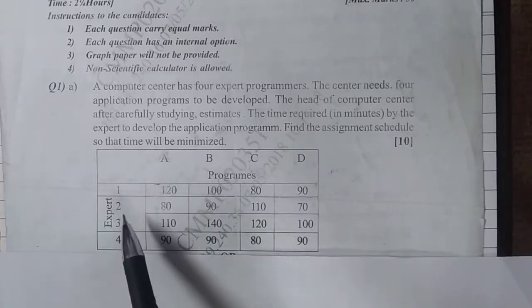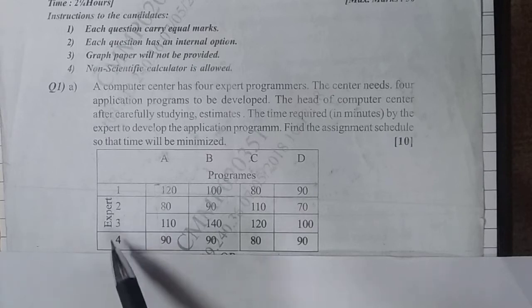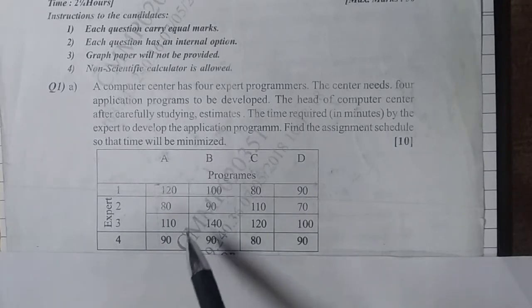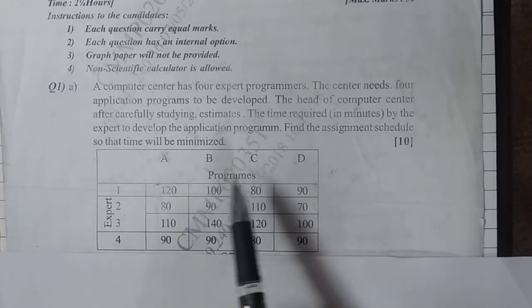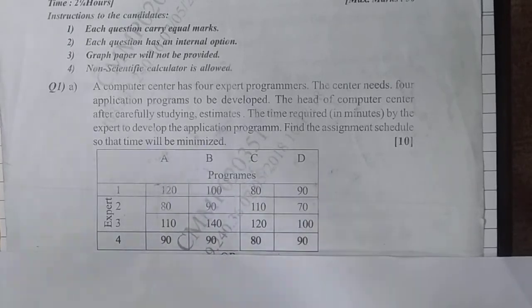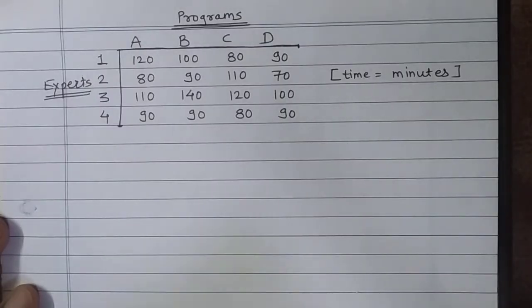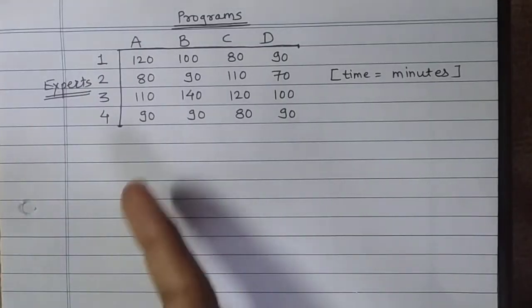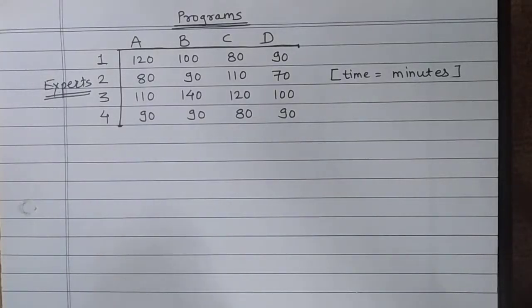So in this problem, 1, 2, 3, 4 experts are given and they need to carry out the programs which are A, B, C, D, and the time is given in minutes. So let's solve this problem. This is a very simple problem. In examination you have to write down this problem like this. The time is given in minutes.